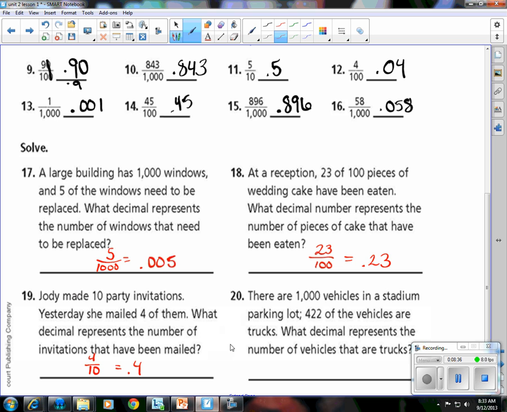There are 1,000 vehicles in a stadium parking lot. 422 of them are trucks. What decimal number represents the trucks? Well, 422 out of 1,000. So if I say 422 thousandths, the way I would say that fraction, then I can hear it and see it as a decimal. Okay, so really the important thing is knowing zeros at the end don't matter.